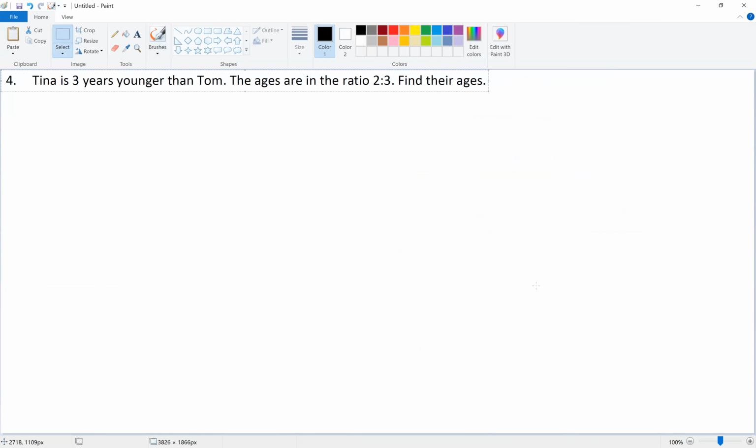Number 4, Anish. Tina is 3 years younger than Tom. The ages are in the ratio 2 to 3. Find their ages.